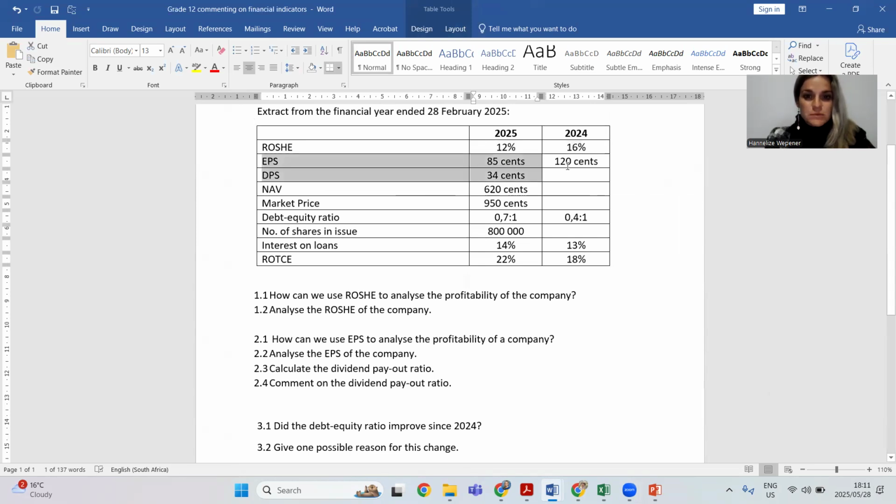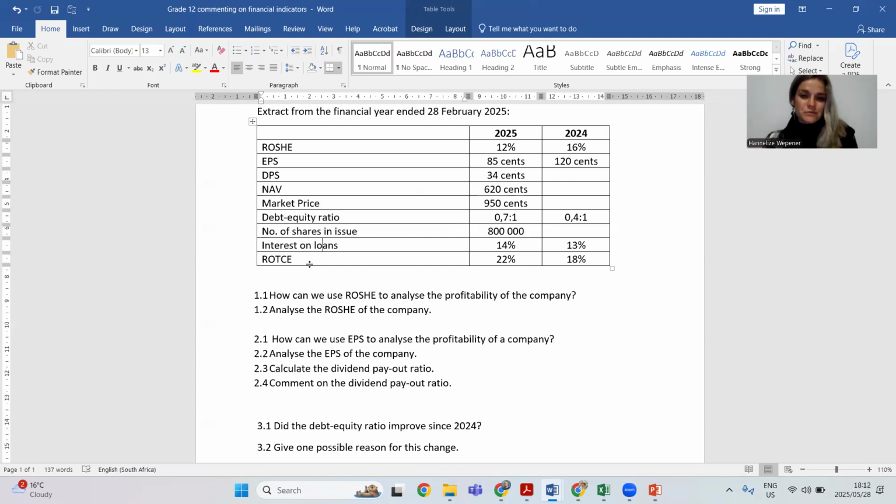Then we have the earnings per share, the dividends per share, net asset value, and the market price, together with the debt equity ratio, the number of shares in issue, interest on loans, and then your return on total capital employed. So I decided not to go with a past paper. I decided to just list a few of these ratios, and then I have prepared a few questions that will hopefully help you when you have to then do a past paper in preparation for your exams.